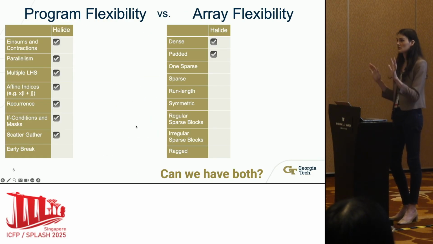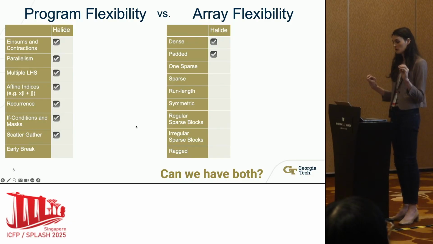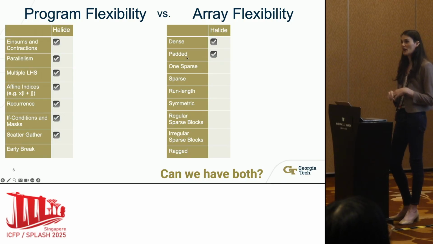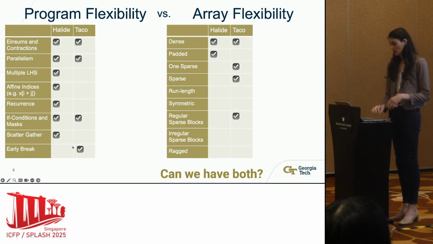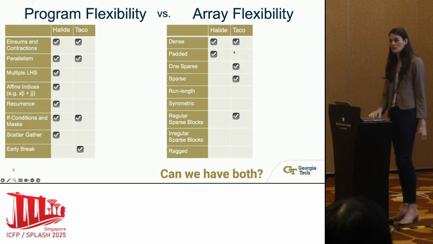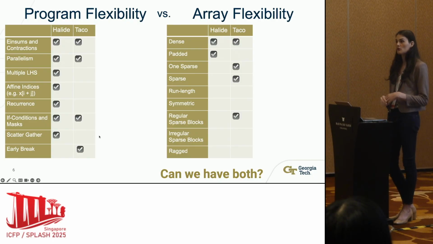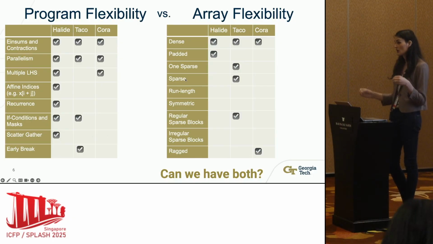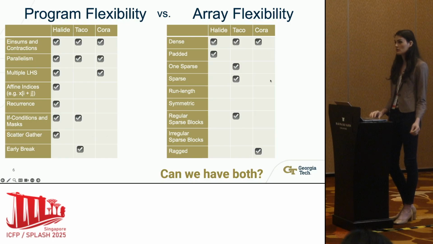So we can characterize this trade-off between program flexibility and array flexibility with this feature matrix. Halide is a very popular dense compiler. It supports only dense arrays, but it supports a really wide variety of control flow constructs on those arrays. Taco supports combinations of dense and sparse arrays, but at the cost of some control flow features. We see a proliferation of different compilers for different kinds of structure. So this Cora compiler, for example, is a compiler for ragged arrays.